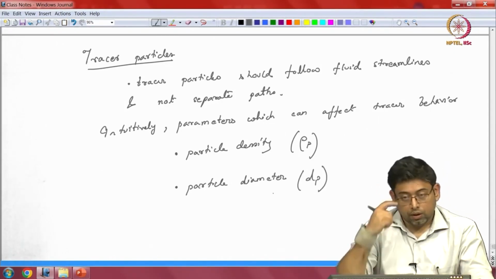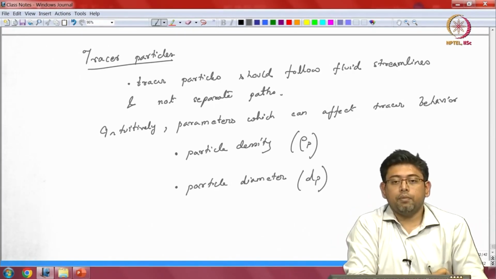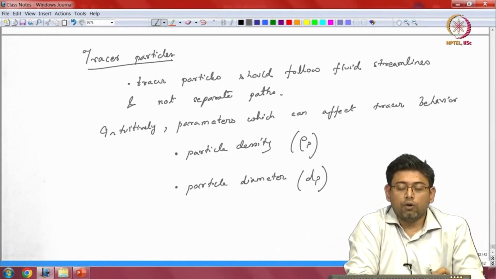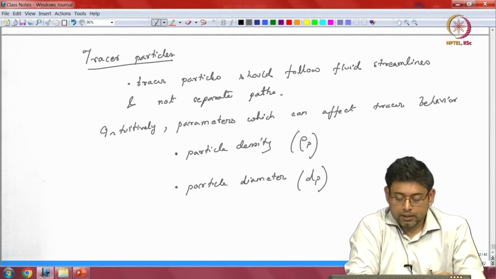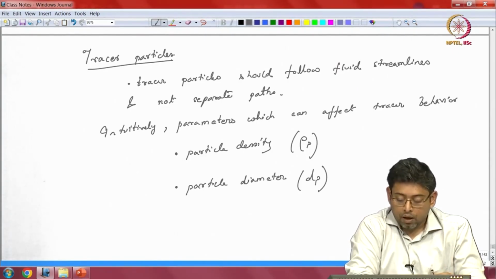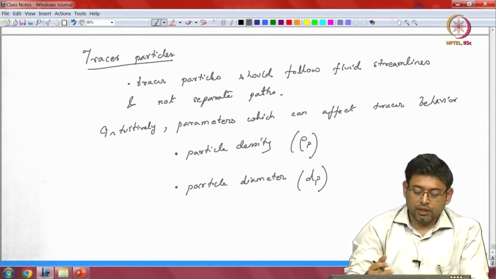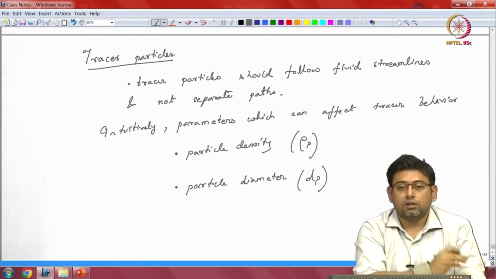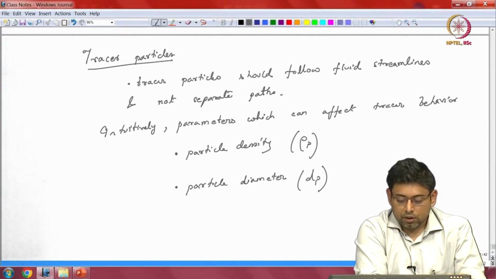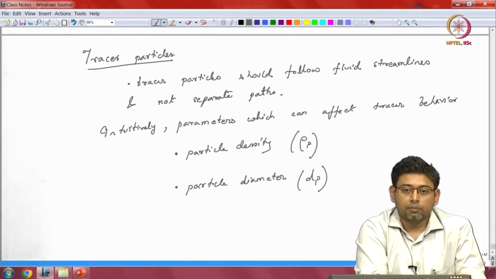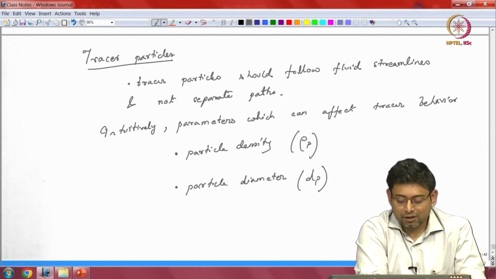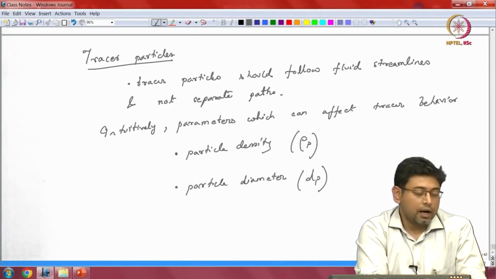So you have these different parameters which will actually impact how faithful a tracer particle is in following fluid flow. And intuitively you can say that some of these quantities, like the particle density and the particle diameter, will have an impact on the behavior of the tracer particle, or rather the goodness of the tracer particle. Now there is a way to quantify this further, and that is through a number called the Stokes number.